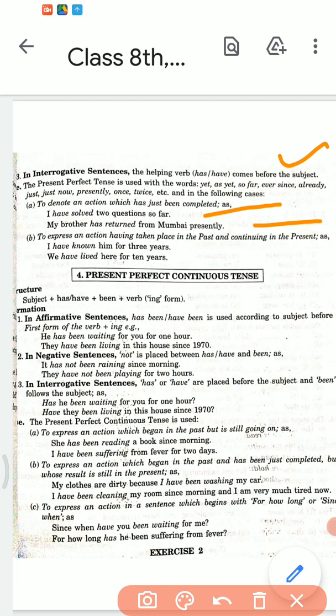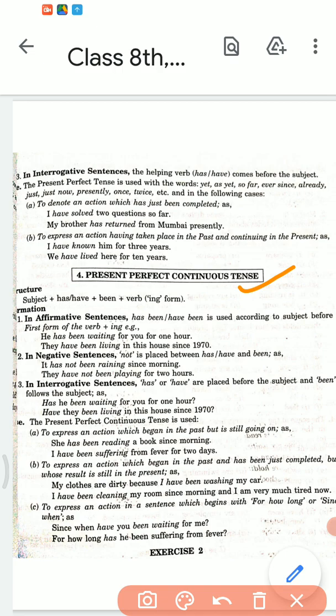To express an action having taken place in the past and continuing in the present. For example, I have known him for 3 years. We have lived here for 10 years. Like this. Now see the next, present perfect continuous tense.